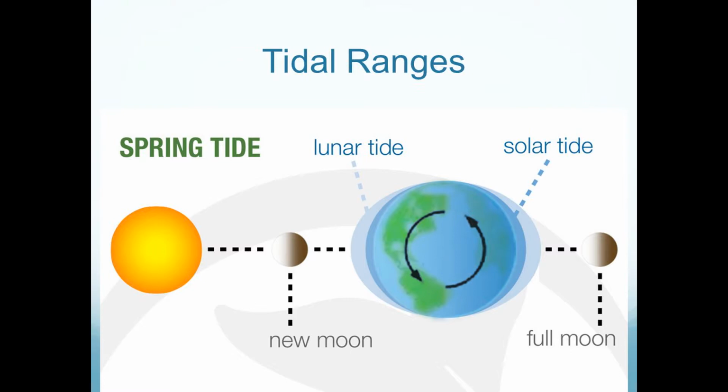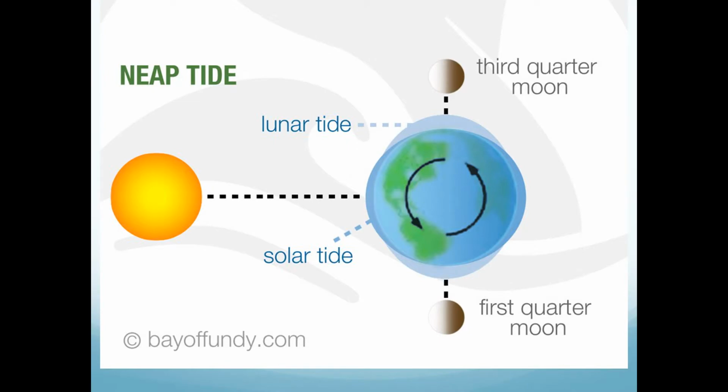All right. Now, if we look at the second type, we have neap tide. Neap tide is where the moon is perpendicular to the sun. So you have sun, Earth, and if the moon is up by the North Pole, then you have a third quarter moon, and the lunar tide would be right there facing the moon. And then if the moon is by the South Pole, you would have the first quarter moon. And then your solar tide would be the tide that's being pulled by the sun.